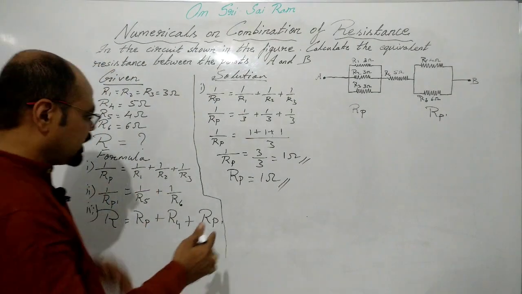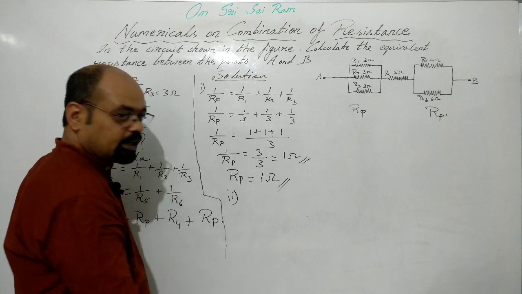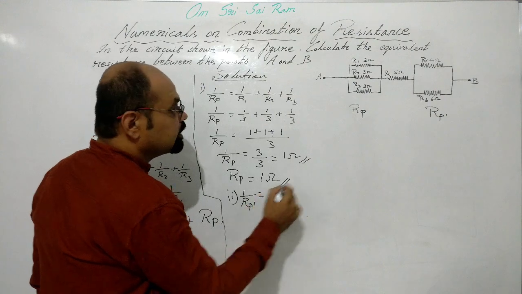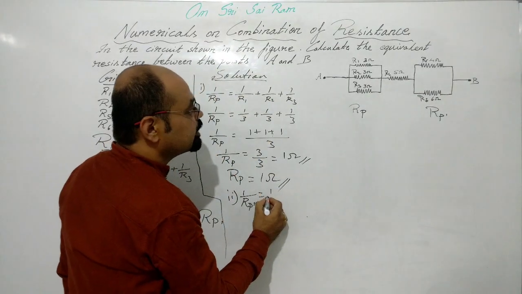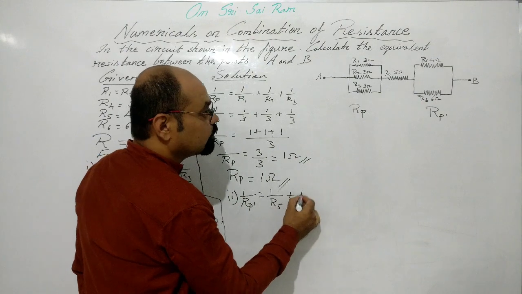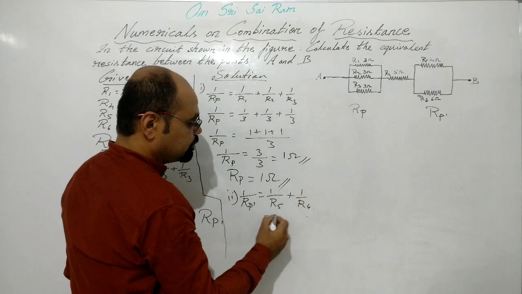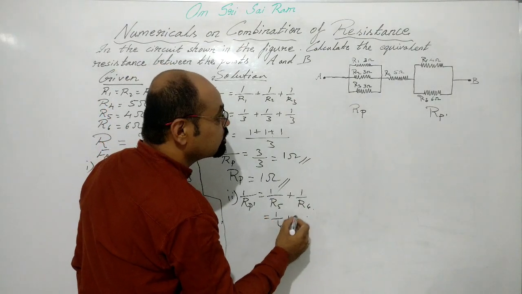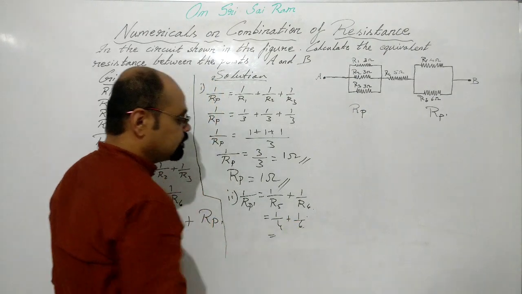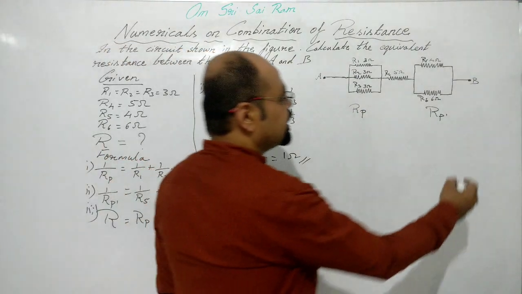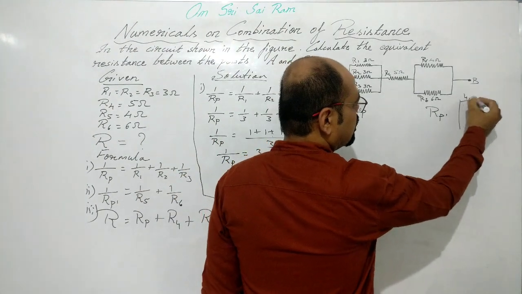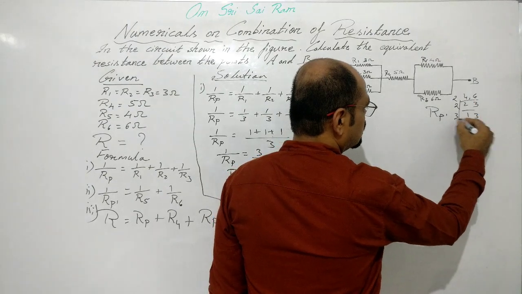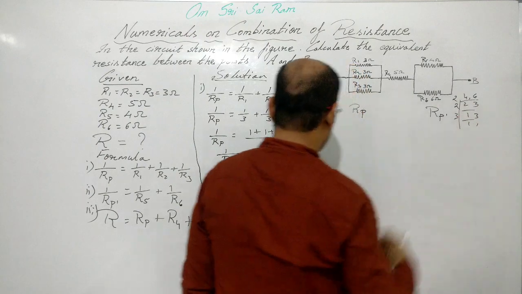Moving on to the second solution, 1 by Rp dash. For these two resistors, we take 1 by R5 plus 1 by R6. Substituting the values, we have 1 by 4 plus 1 by 6. Let's find the LCM of 4 and 6 separately here. 2 twos are 4, 2 ones are 2, 3 ones are 3. So 4 threes are 12.